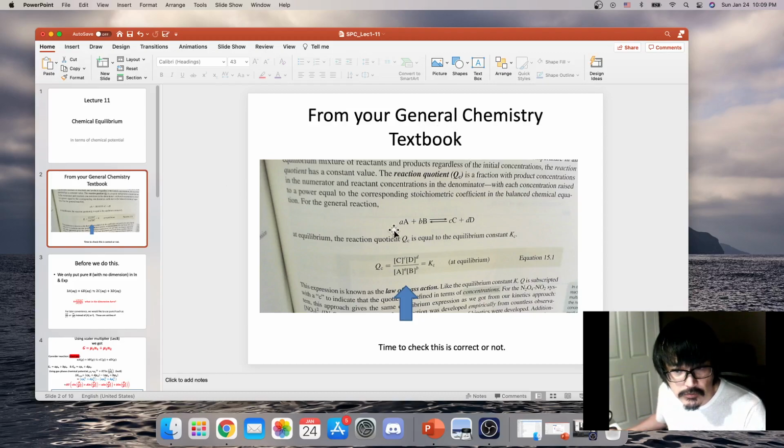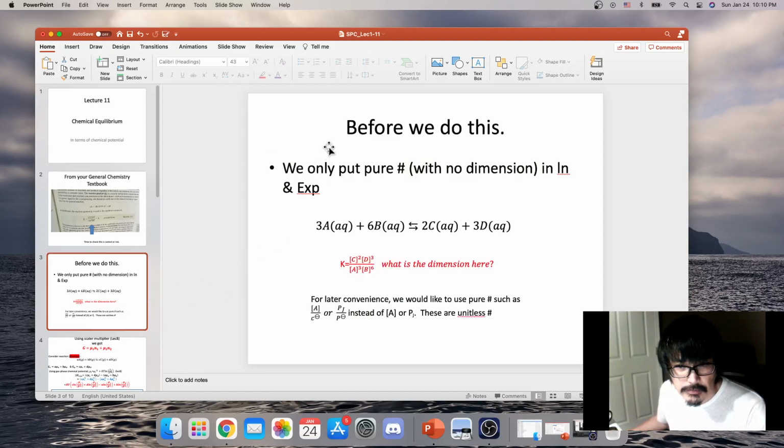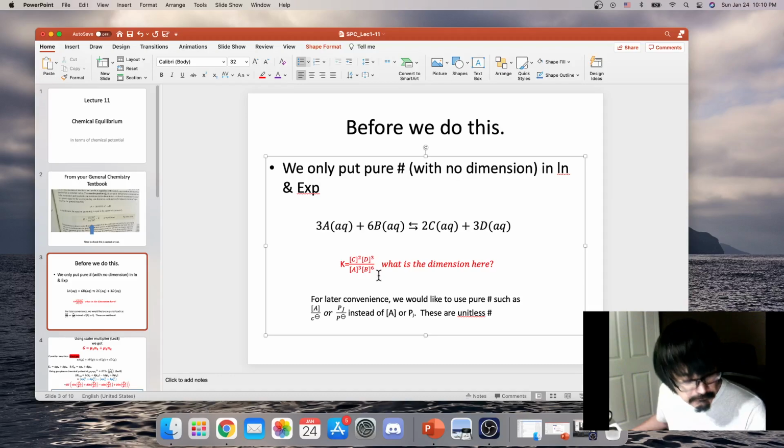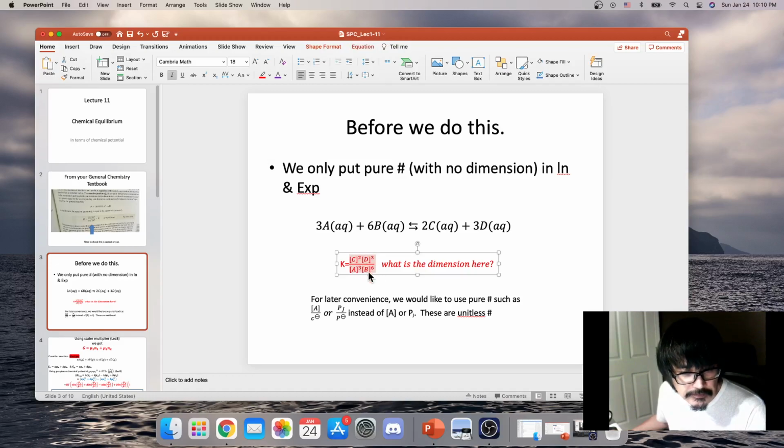In general chemistry, if we have a reaction like this, then you can get the reaction quotient looking like this, or the equilibrium constant looking like this, right? And this is the time to make sure that the equation right here is correct. Before I do these things, I want to clarify something here. If you have the concentration to the power of 2, the concentration to the power of 3, right? Then what's the dimension here?